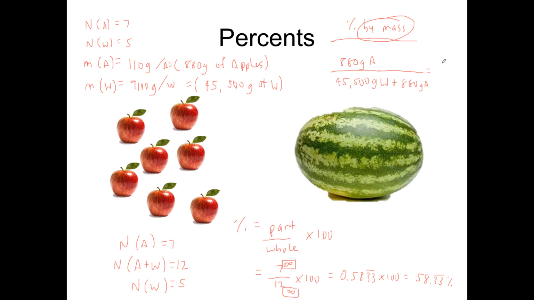So, just a second here. Plus 880 is, running out of space here. This is going to be 880 over 46,380. Okay, 880 divided by 46,380 comes out to be 0.01897 times 100, right? Because this is going to have to be times 100 because it's percent. And so this looks like it's going to be 1.897% of apples. Wow. Are you sure about that?